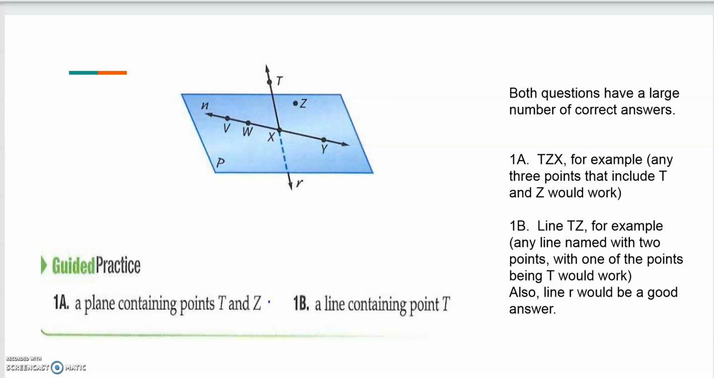You could also go with TZY or TZW or TZV. Could you go with TZN? No, because N's not a point. N is a line. Could you go TZP? Nope. P's not a point. In this picture, P is the name of that plane. All right? Okay.